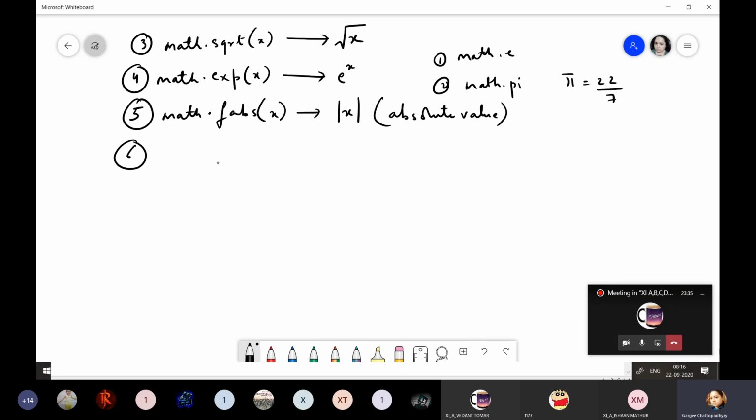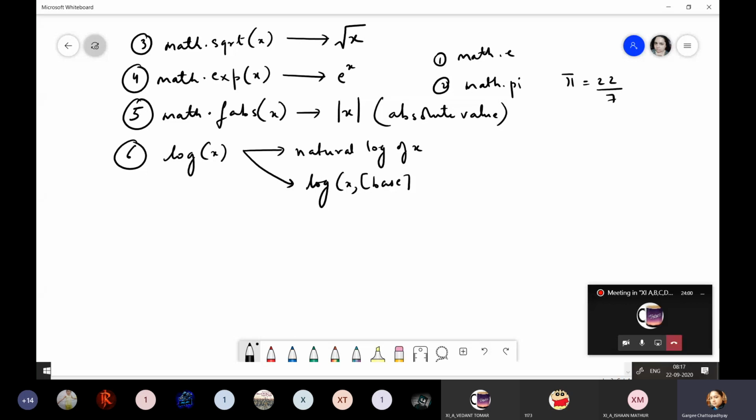Then you have some functions like log, which will give you the natural logarithm of x. Although we don't use the log functions much. Okay. This is one variant, and the other variant is log x comma base.